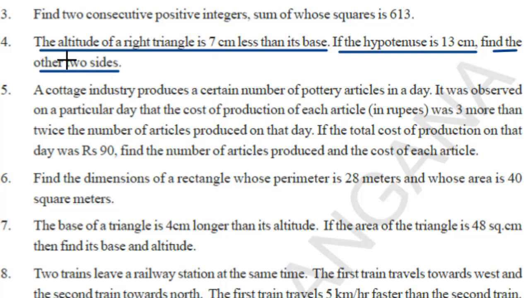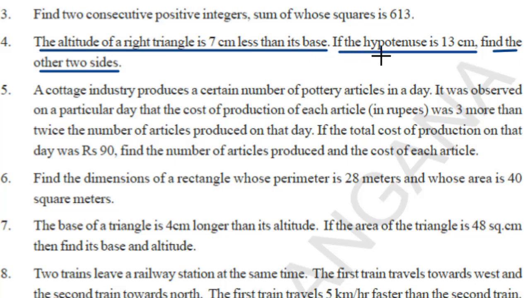So here in this problem, if we read it carefully, we can notice two things. One thing is that the altitude of a right triangle is 7 cm less than its base. So here what is given? The length of the altitude of a right triangle is dependent on the length of the base. So that means we have the relation between the length of the altitude and the length of the base. And what is that relation? Here the length of the altitude is 7 cm less than its base.